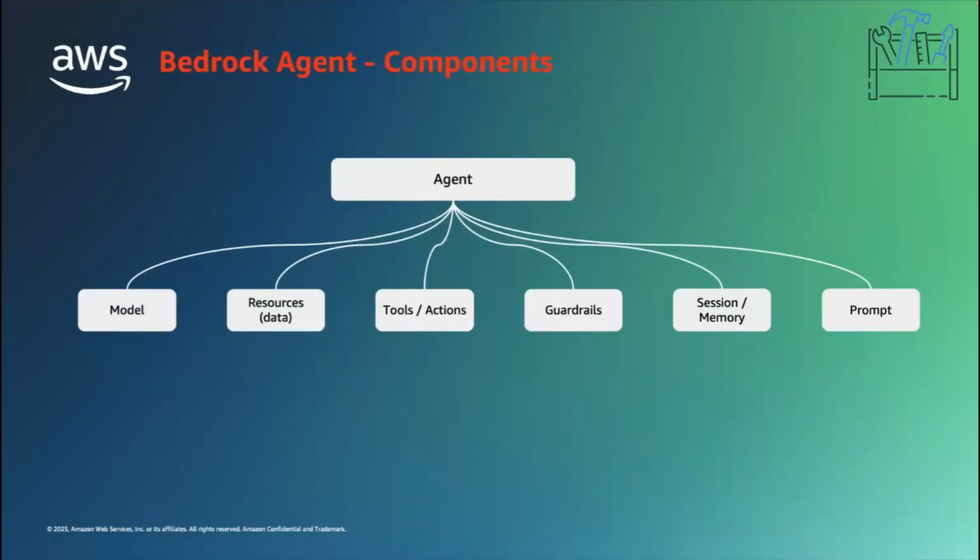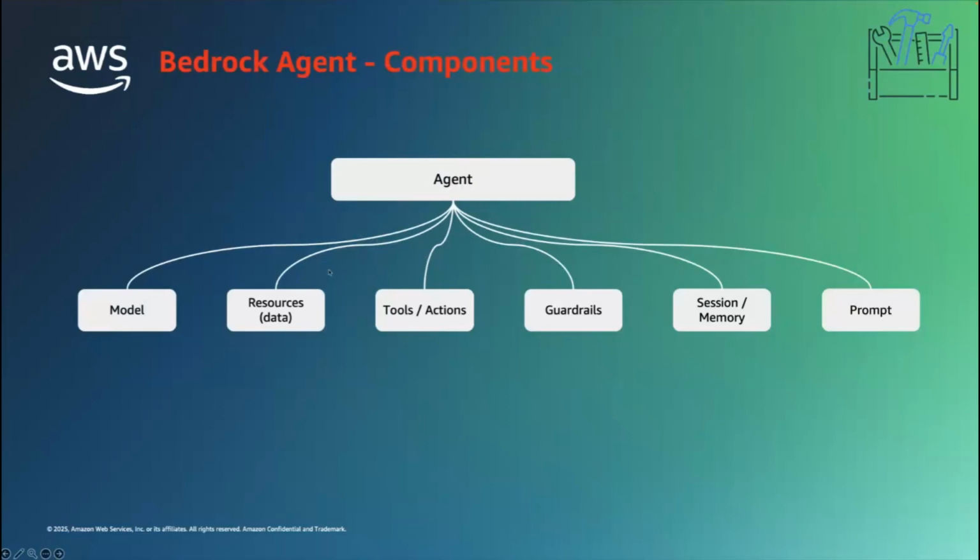The sessions and memory component enables the agent to maintain context during interactions. Think of multi-turn conversations. This allows for coherent conversations and helps agents to remember exchanges. Finally, the prompt. This is how the agent instructions are provided to the agent.